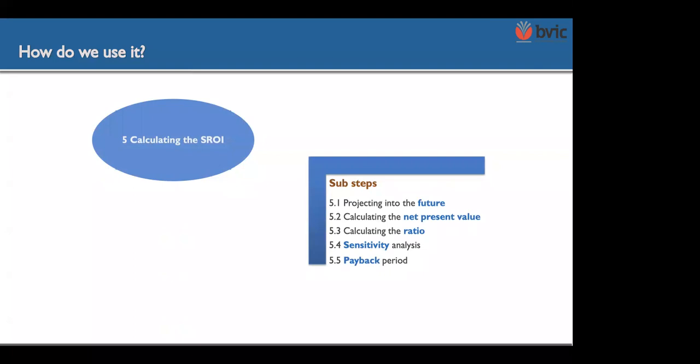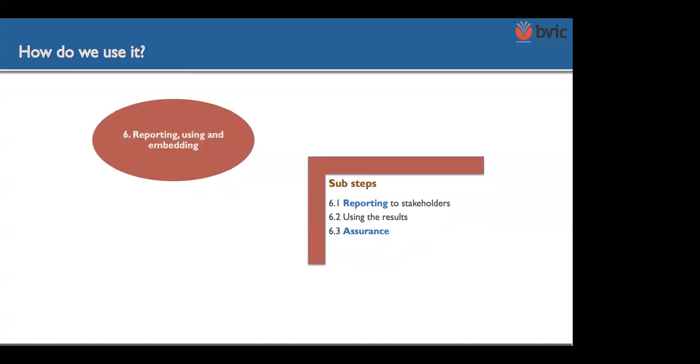Then you calculate the SROI. So you calculate all the impact. Whatever is permanent, you project it into the future, because benefits will come in future. Then you calculate the total benefits, the total cost, and then you calculate the ratio, and then you report it.